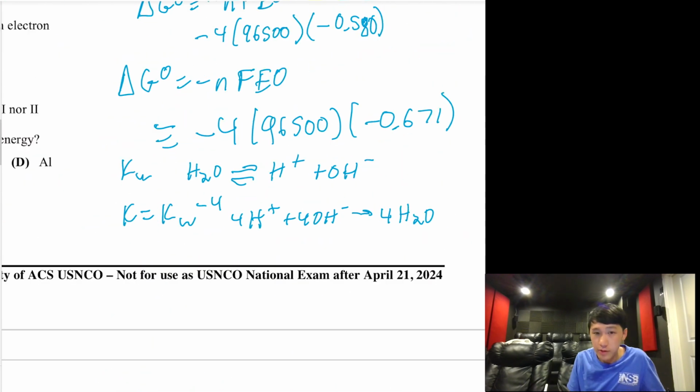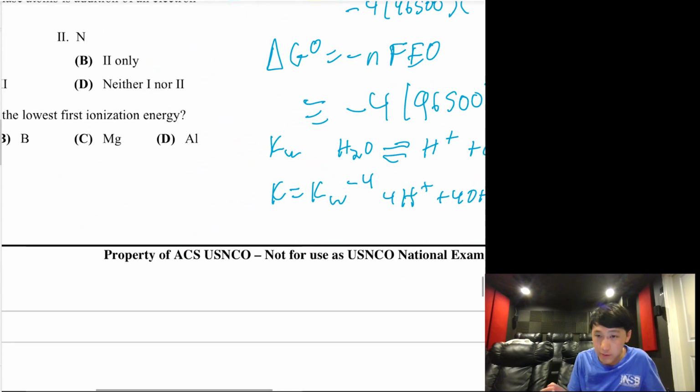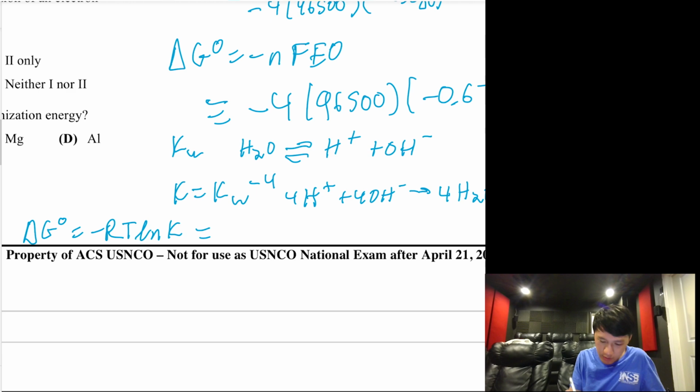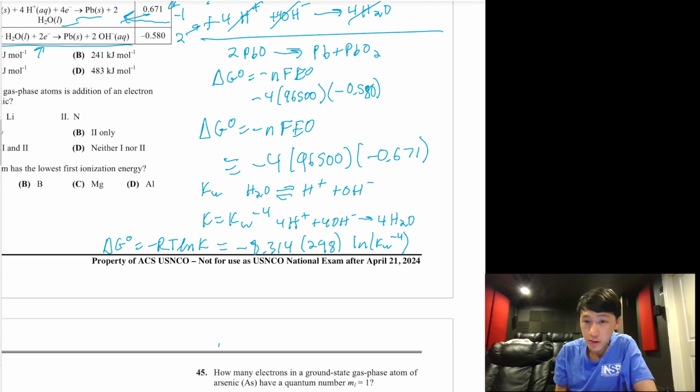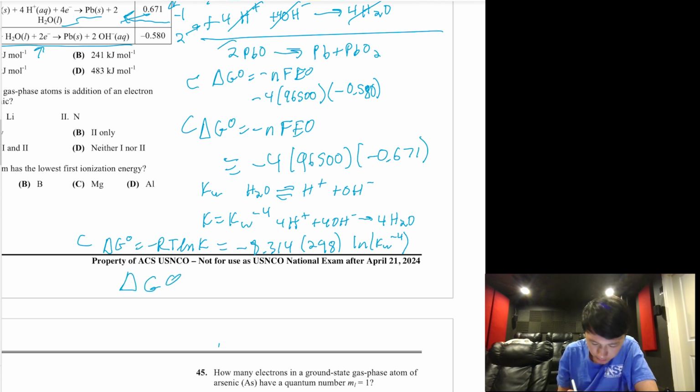To calculate delta G naught for this reaction, we use our negative RT ln K. So delta G naught is going to be equal to negative 8.314 times 298 Kelvin times natural log of K for this expression, which is Kw to the minus 4. And if we plug in all the values into our calculator and add delta G naughts for this, this, and this together, we will find delta G naught for our desired reaction right here.